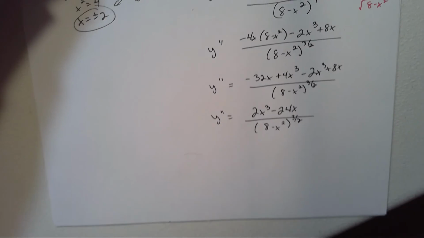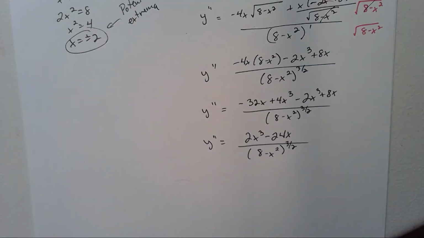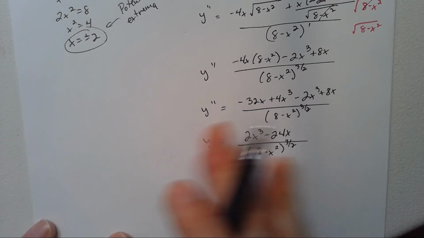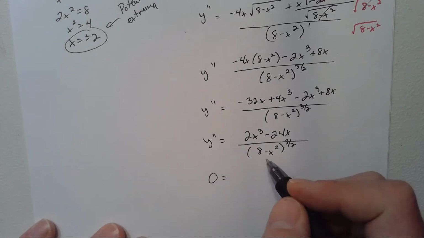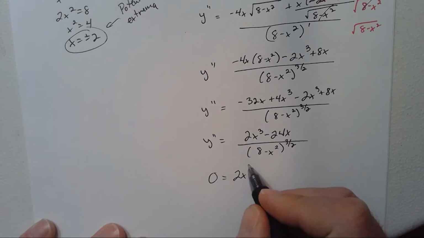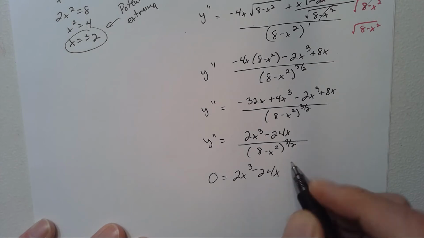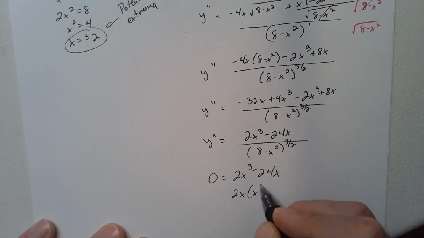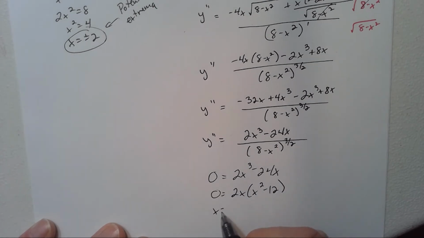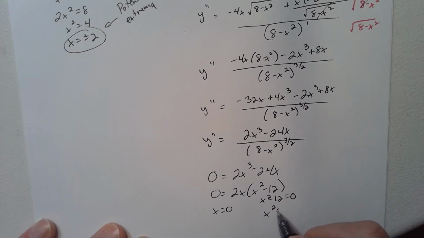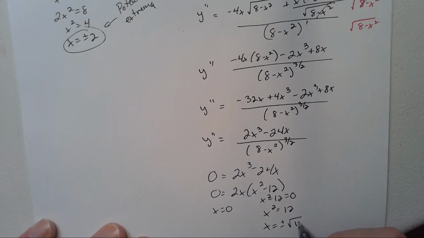Might as well try to find our inflection points. So to do that, we want to set the second derivative equal to 0. If we're going to set this equal to 0, really all we have to do is set the top equal to 0, because a fraction can only be 0 if the top is 0. I can factor out a 2x, left with x squared minus 12. So x equals 0. So x equals plus or minus the square root of 12.